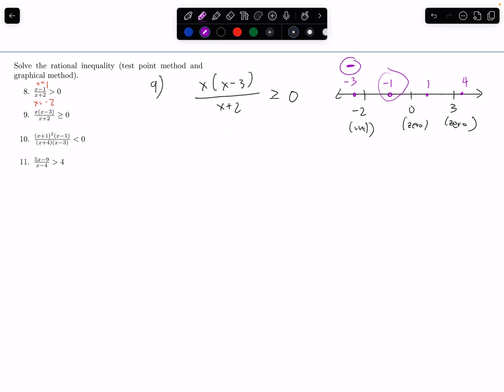Okay, next point. It's negative 1. This will be negative. Negative 1 minus 3, negative. Negative 1 plus 2 is positive. Negative, negative, positive. That's an even number of negatives, so that's positive.